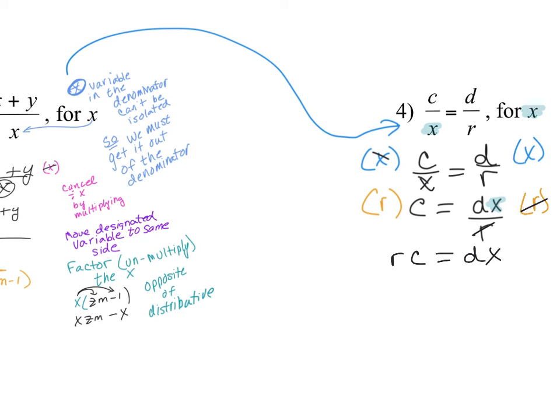And last but not least, we need to cancel out that D. And we're going to cancel out that D because it is multiplication. We're going to do that by dividing. So we finally have the X isolated. Took long enough. And we have R times C over D.